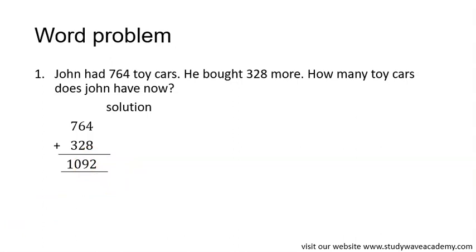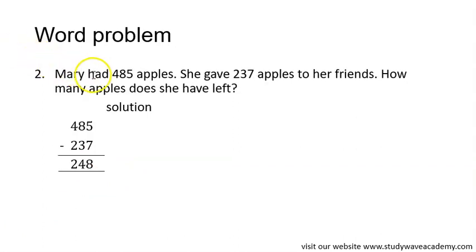Let's look at another word problem. Mary had 485 apples. She gave 237 apples to her friends. How many apples does she have left? Mary had 485 apples. Then she gave her friends, she gave out, okay? She gave her friends 237 apples. So how many apples does she have left? What is left? She gave out. She had 485 and she gave out 237. So that is minus. So 485 minus 237.